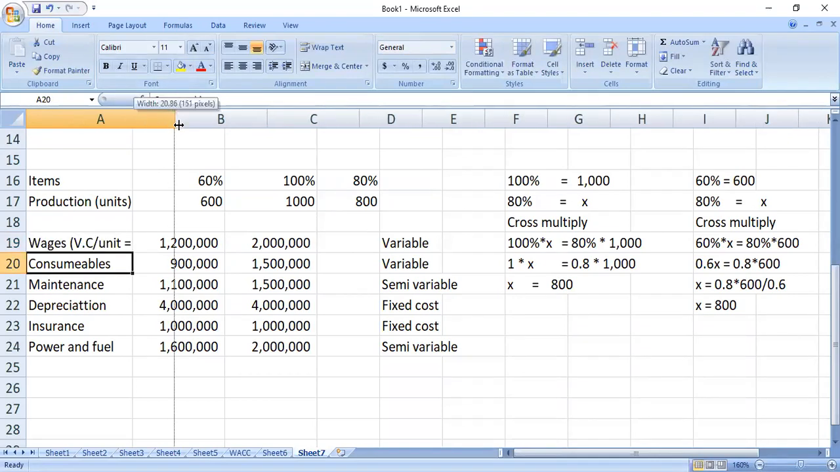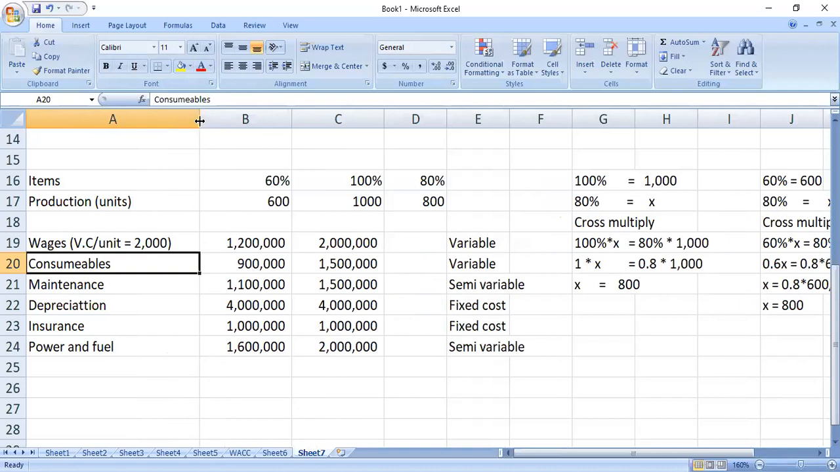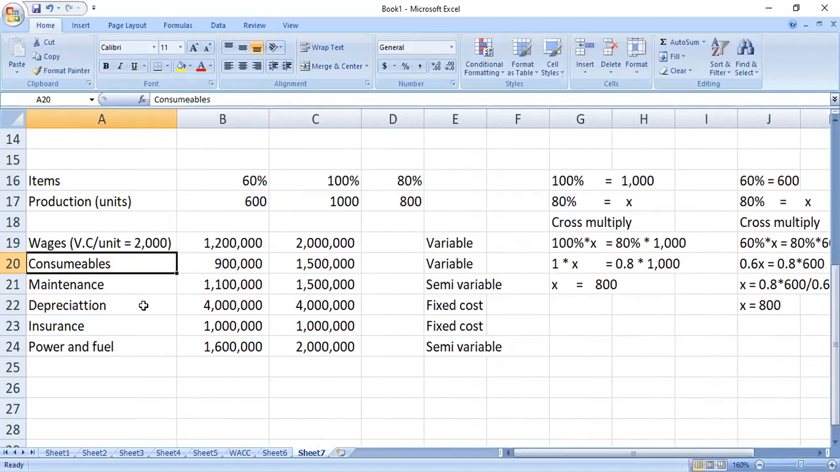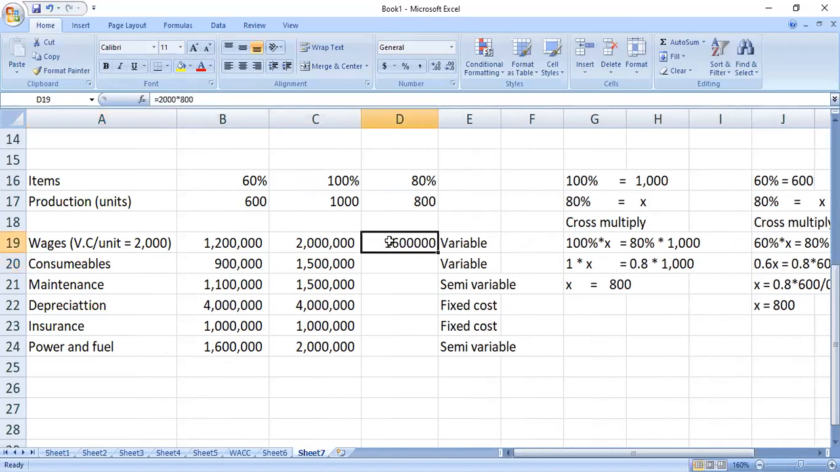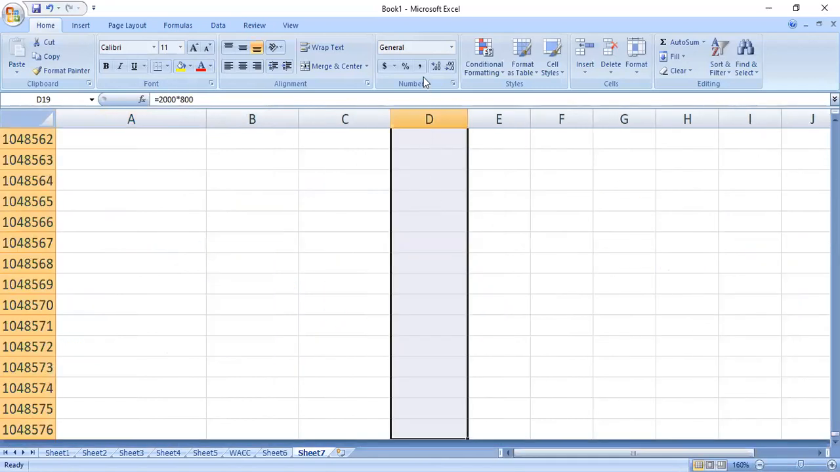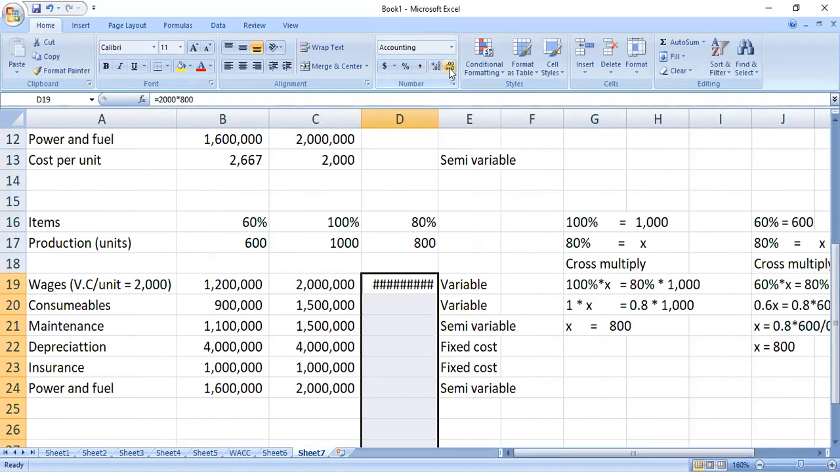Now, once you know that the variable cost is 2000, there's nothing to think about. You just get the variable cost multiplied by the number of units. So hence 2000 times the number of units, which are 800 now. That will be your flexing of variable cost. Okay, that's how we flex variable cost. Even consumables are going to do the same.